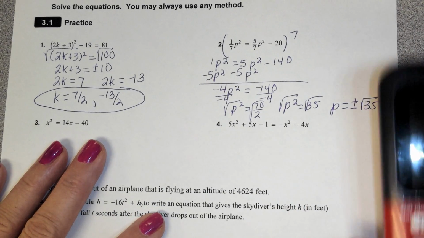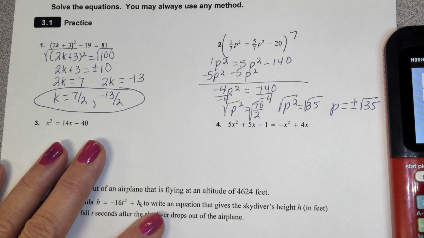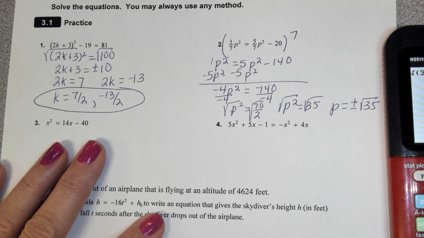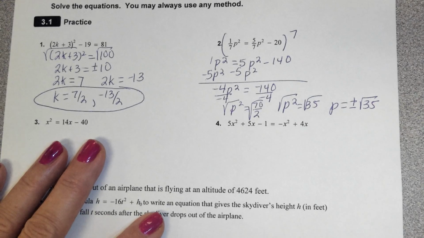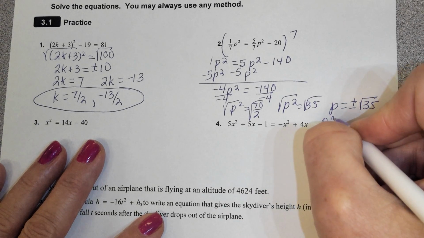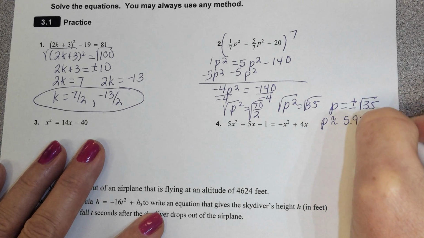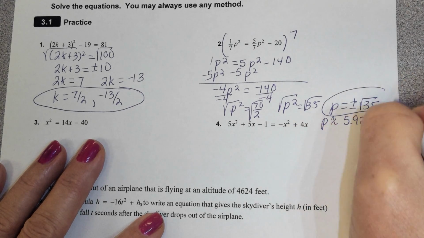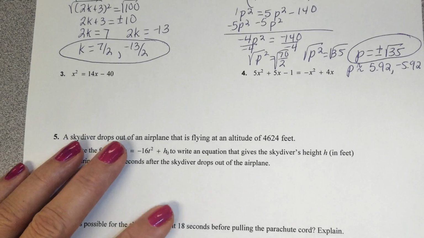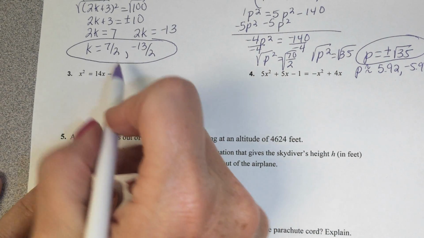That's an exact answer. If I wanted the approximate answers, I would just do the square root of 35, and I get 5.92. So my approximate answers are 5.92 and negative 5.92. Exact, approximate. This one, think of the best method.